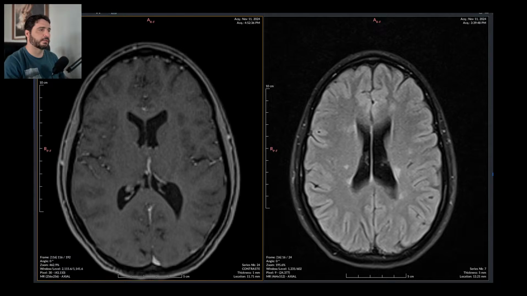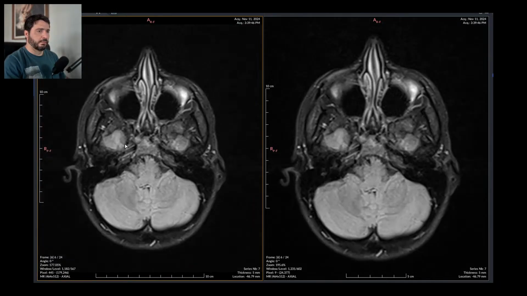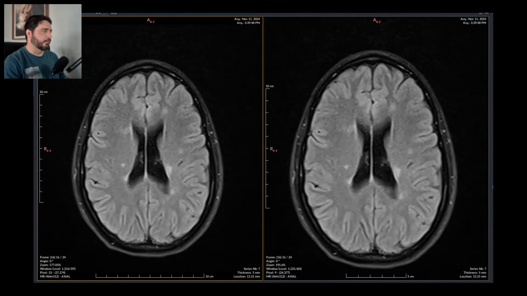So let's just report this one and get on with our lives, because this isn't going to be of much help to anyone. Just a regular multiple sclerosis scan, as bad as it's usually done.